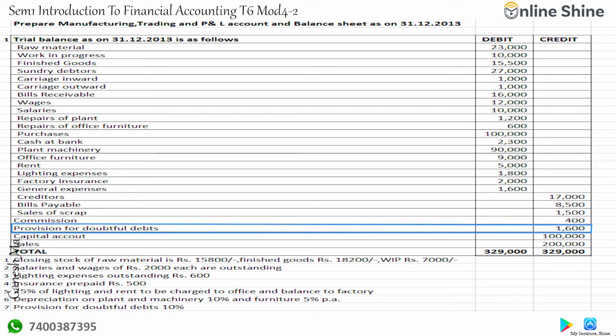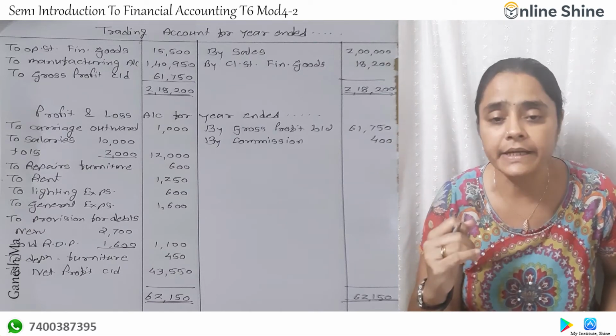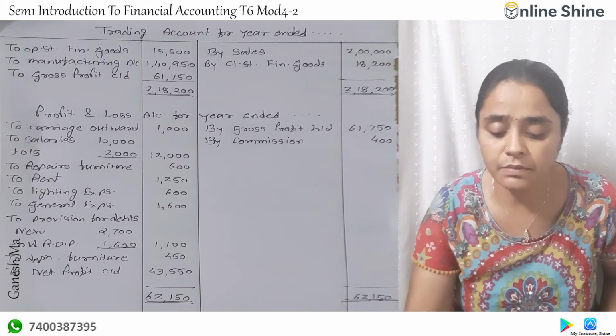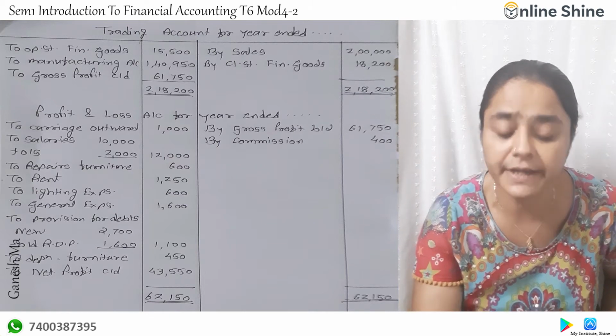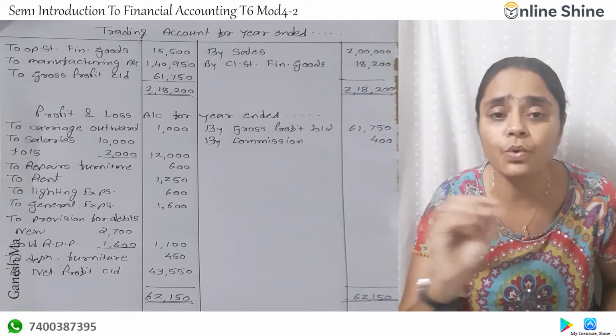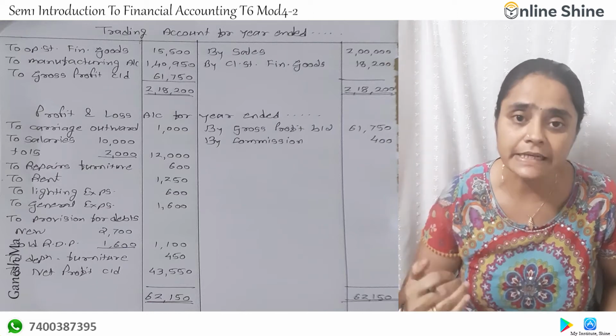Next is provision for doubtful debts. Now the doubtful debts item which is there in your trial balance, that is your old RDD, or you can say old RDC. That is a part of your P&L account, the doubtful debts which will be deducted from your new RDD which you are making. So I've deducted over here the old RDD 1,600. New RDD will come from the adjustment that we will see later on.